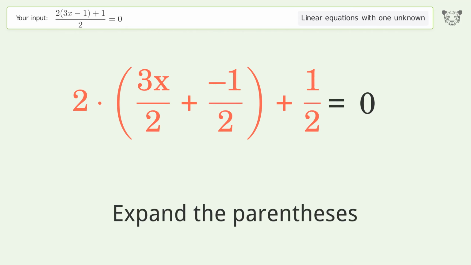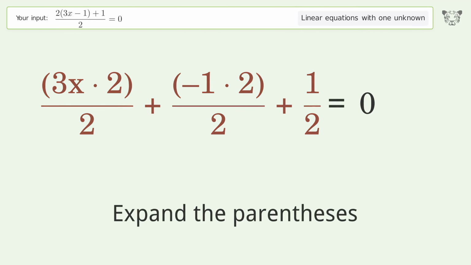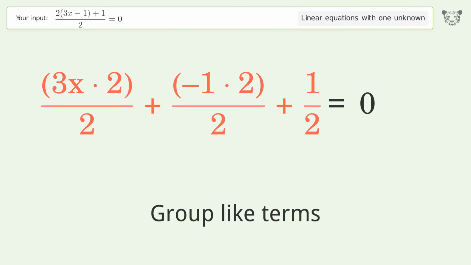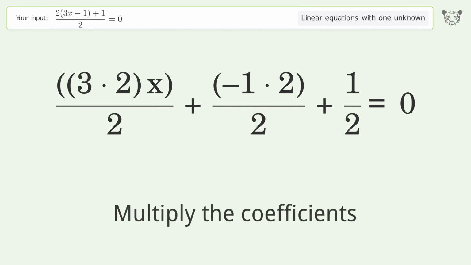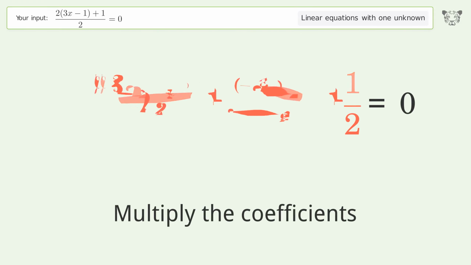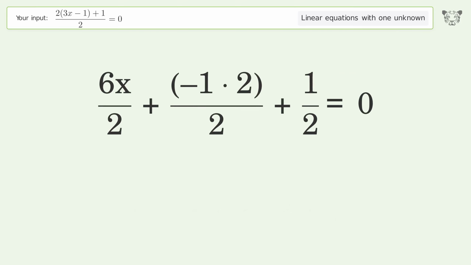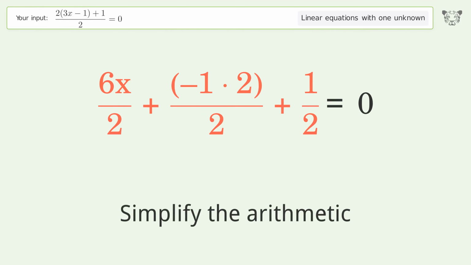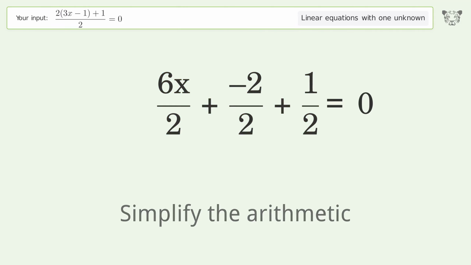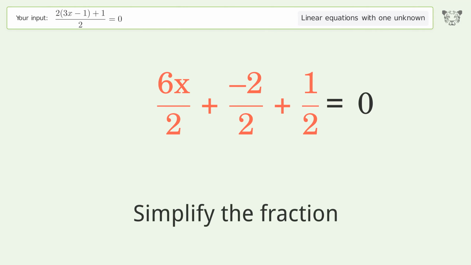Expand the parentheses. Group like terms. Multiply the coefficients. Simplify the arithmetic. Simplify the fraction.